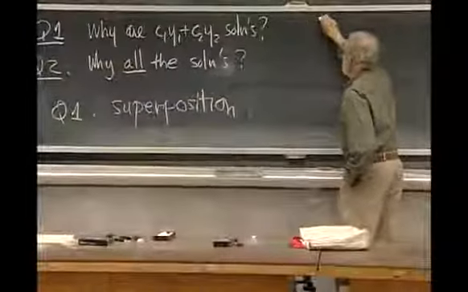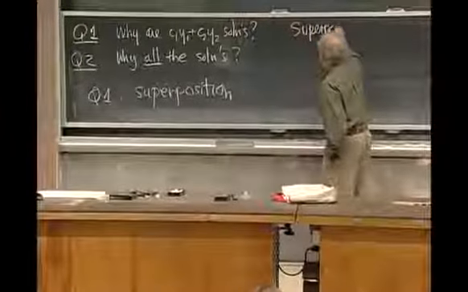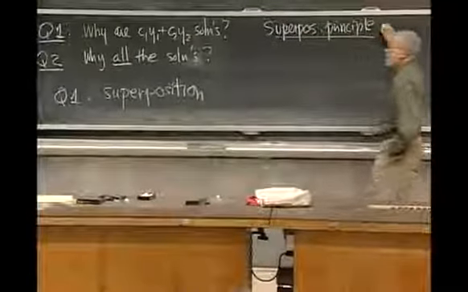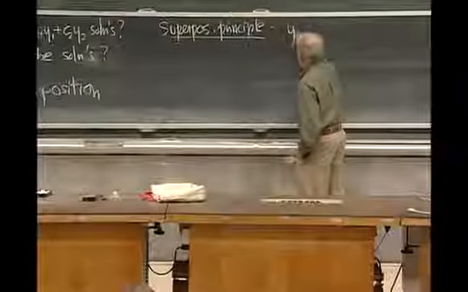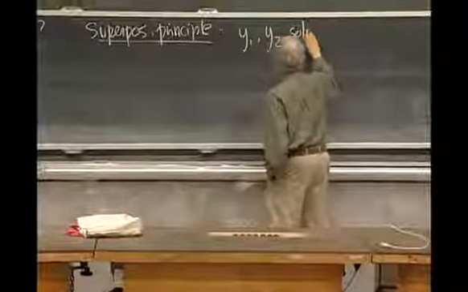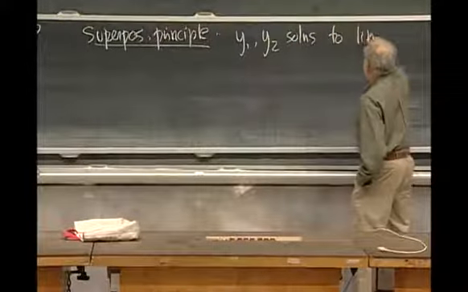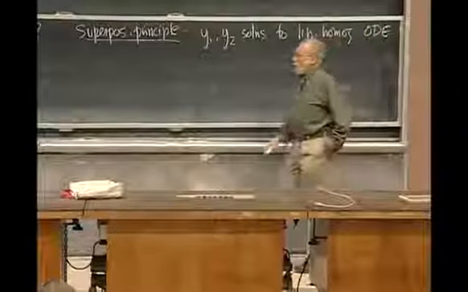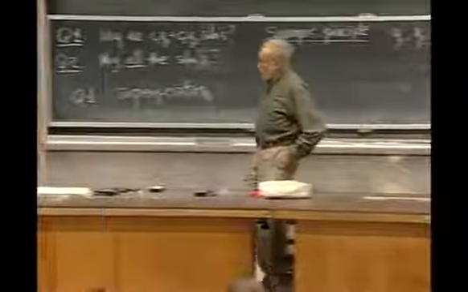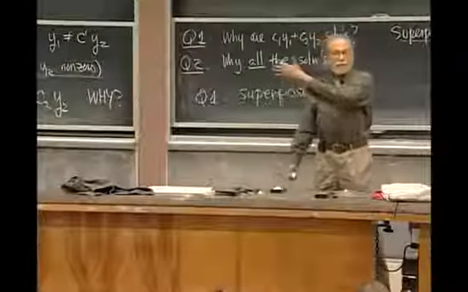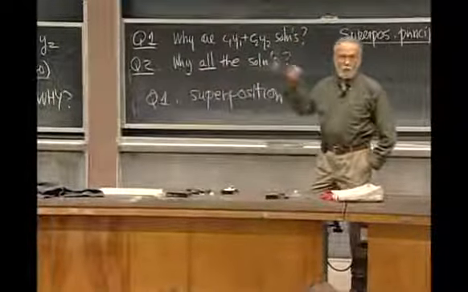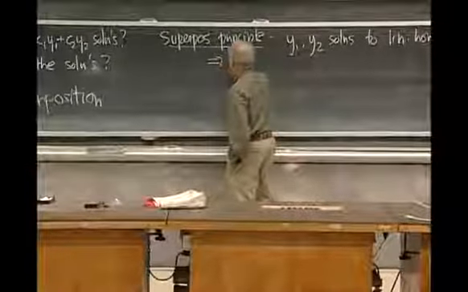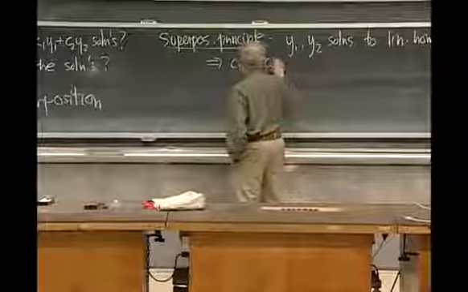The superposition principle says exactly that. It says that if y1 and y2 are solutions to a linear homogeneous ODE, which in fact can be of higher order too, although I won't stress that. In other words, you don't have to stop with the second derivative. You could add a third derivative and fourth derivative, as long as the form remained the same. Then that implies automatically that C1y1 plus C2y2 is a solution.